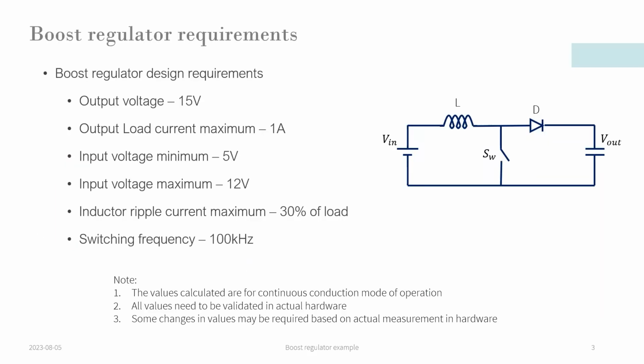Let us try to design a boost regulator in continuous conduction mode. Let the required output be 15 volt and maximum load current be 1 amp. Let the input vary from 5 volt to 12 volt. Let the inductor ripple current maximum be 30% of inductor maximum current. Let us switch it at 100 kHz.